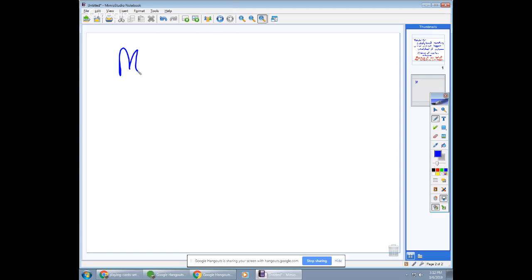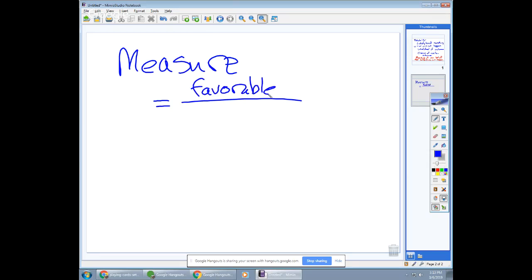So how do we measure probability? That actually isn't that hard to begin with. The measure is just a fraction, and it is favorable outcomes in the numerator and total outcomes in the denominator.